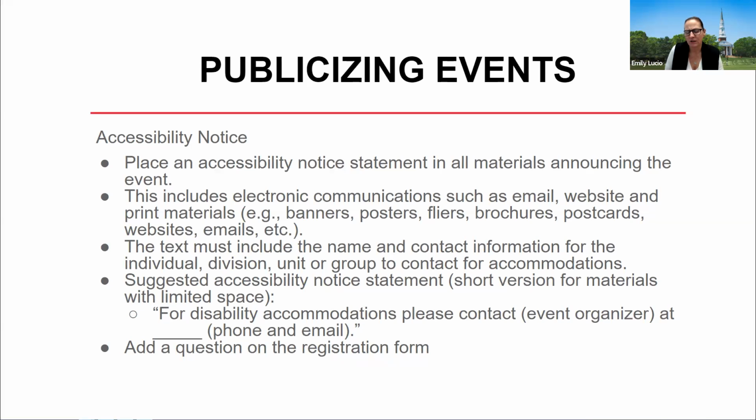The other thing you can also do, if you have a registration form for your event, is add a question on your registration form that asks them to explain in more detail what type of accommodations they need. But at a minimum, I still recommend you put an accessibility statement in your publications because it's welcoming. It shows the community that you're willing to work with them, that you're inviting to people with disabilities, things like that.